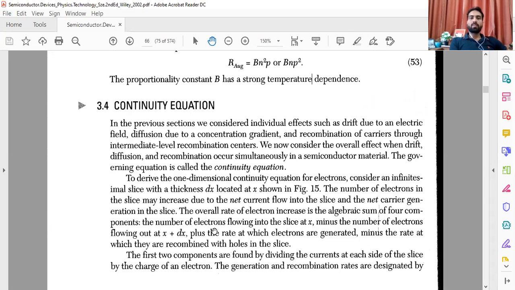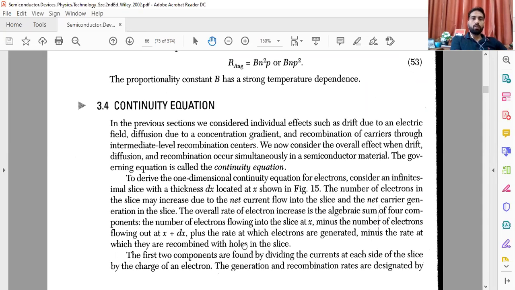So this is at x plus dx, plus the rate at which the electrons are generated. Now this will also be there, because in the slice, recombinations and generations are both taking place. We are talking about the rate at which electrons are being generated, minus the rate at which they are recombined. Some are generated and some recombine, so both generation and recombination take place. So keep this in mind too: 100 came in, 80 went out, 20 remained. Now some got generated, 15 generated and 10 recombined, so 5 remain. So 20 plus 5 now becomes 25.